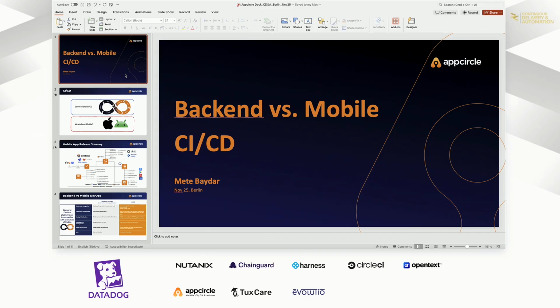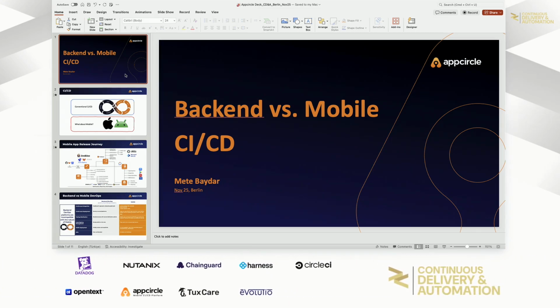So what we provide as AppCircle is only a mobile-specific tool. It's a low-code platform. It's helping the DevOps engineers so they don't have to take care of anything in the mobile applications, as well as the mobile developers who have no idea what Jenkins is. So we are basically bridging the gap. We are trying to fill this chasm by helping them.